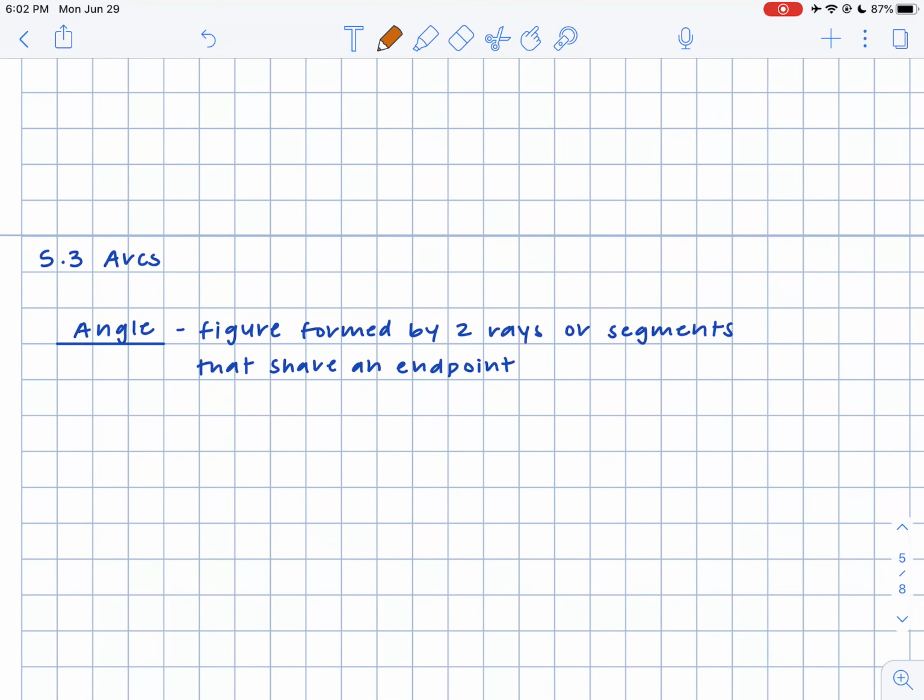And this is a figure formed by two rays or segments that share an endpoint. So what does that mean? Let me draw one. I'll label this segment AB, and a second segment, let's call it BC. So you see, together these form an angle right here. Let's call it angle 1.